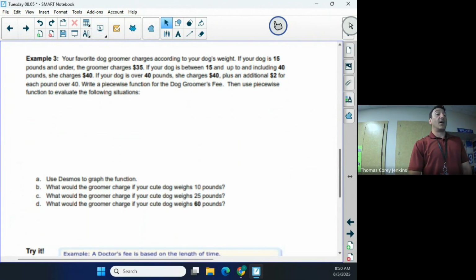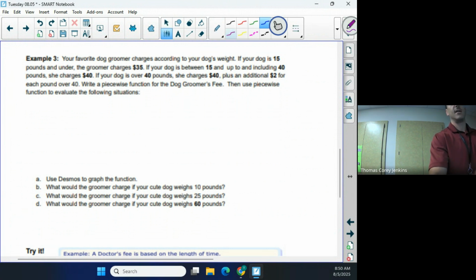All right, so our word problem here says your favorite dog groomer charges according to your dog's weight. If your dog is 15 pounds and under, the groomer charges 35. So let's go ahead and start to write our piecewise function now. So 15 pounds and under, we get charged $35. So we're going to say that piece is defined by this. F of x or y equals 35.